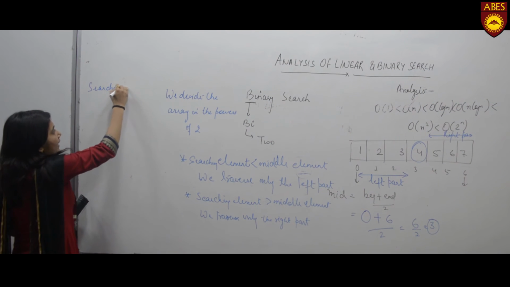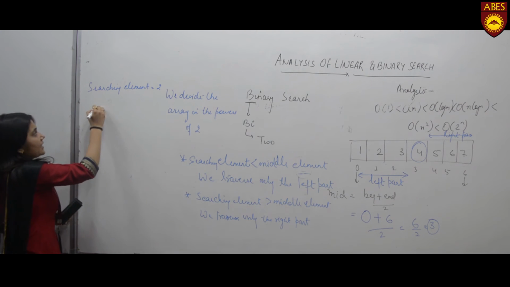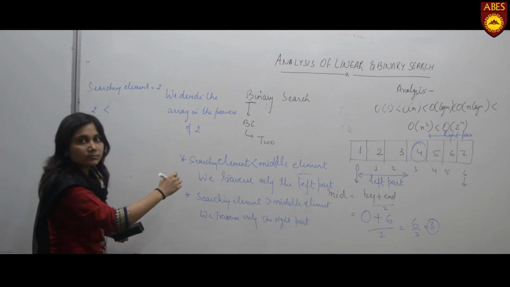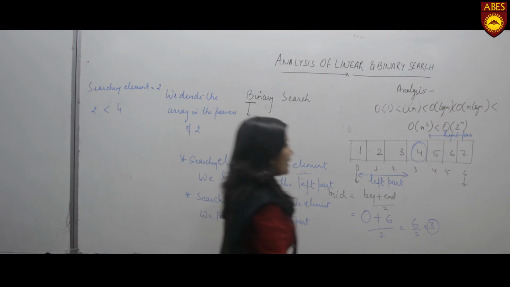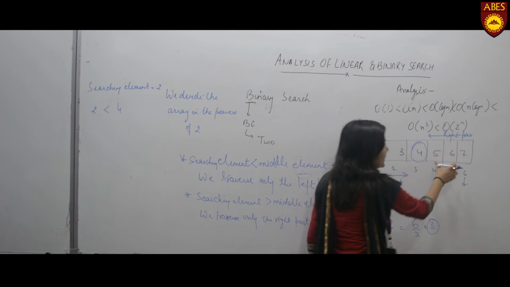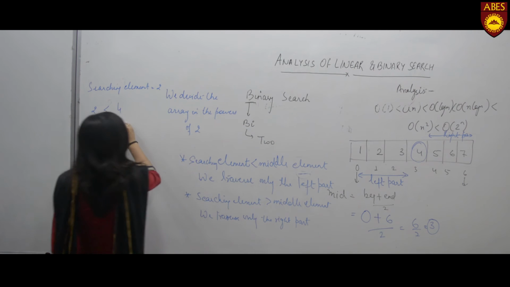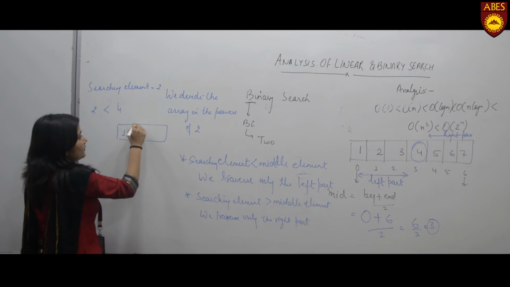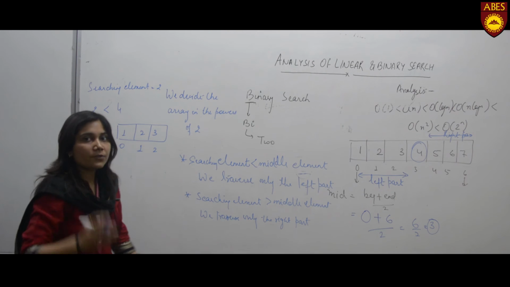The searching element for my algorithm is 2. I need to compare this 2 with 4. So 2 is less than 4. So there is no need to go to the right part of the array. I only traverse this part of the array, which is 1, 2, 3. Now this array is of 3 elements.